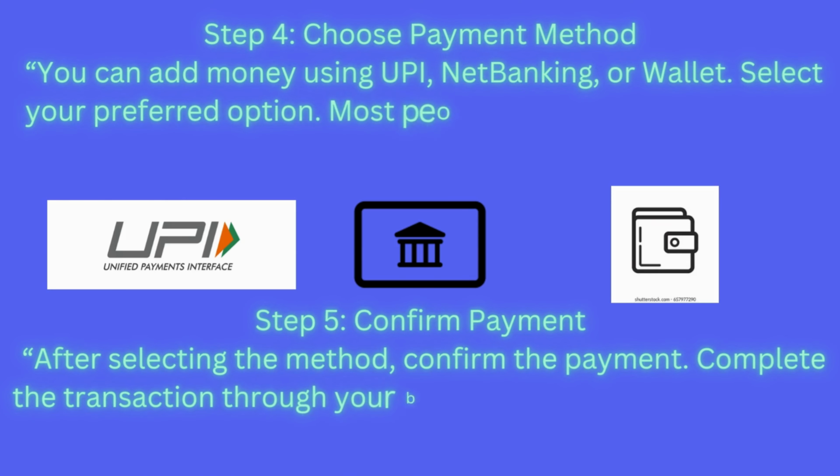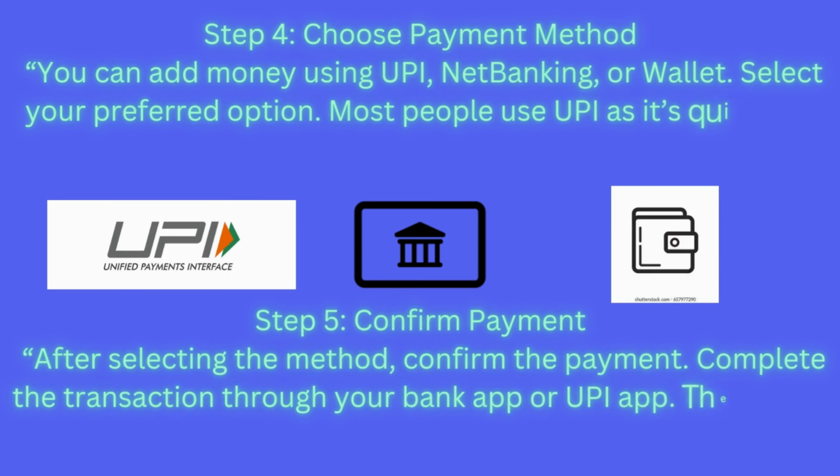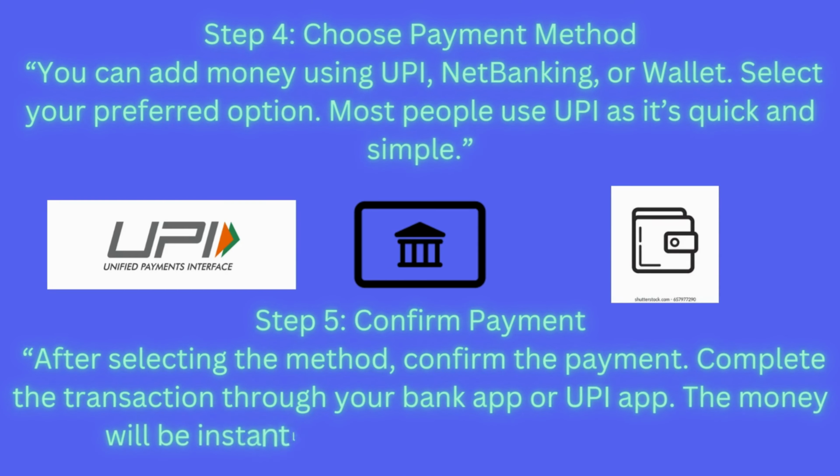Step 5. Confirm payment. After selecting the method, confirm the payment. Complete the transaction through your bank app or UPI app. The money will be instantly added to your Groww balance.